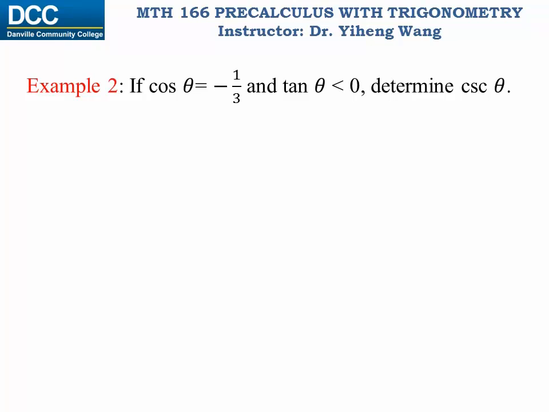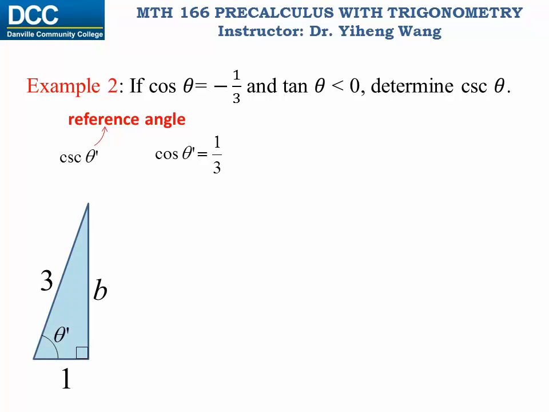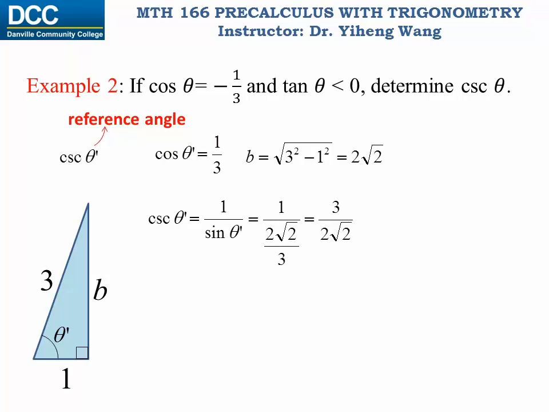So once again, we will try to determine cosecant theta prime first. Theta prime, once again, is the reference angle of theta. Since cosine theta is negative 1/3, cosine theta prime must be positive 1/3. Based on this information, we can represent theta prime as an acute angle in a right triangle with 2 known sides, and we can determine the 3rd side using the Pythagorean theorem to be 2 times the square root of 2. Since the cosecant function is the reciprocal of the sine function, we can determine cosecant theta prime to be 3 square root of 2 over 4.